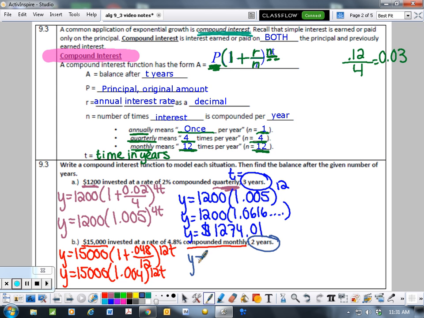So y equals 15,000 times 1.004 to the 12 times 2, so 24th power. So 1.004 to the 24th power, and then I multiply that by 15,000, which gives me a value of $16,508.22. So just by putting your money in the bank at that rate, compounded monthly, you earned $1,000 or $1,500 over 2 years, just by leaving it in the bank.